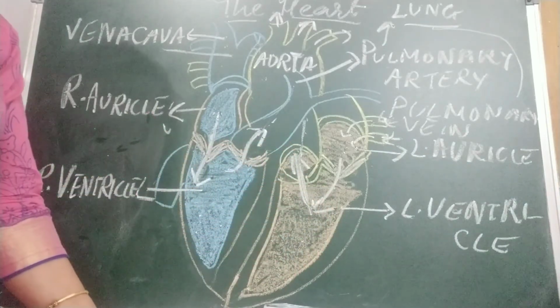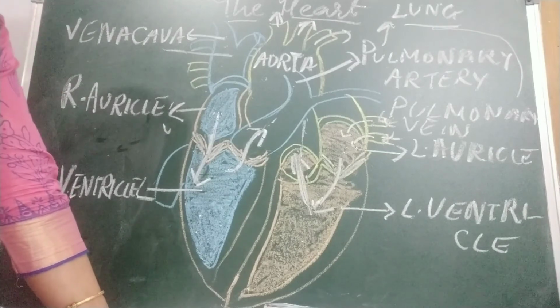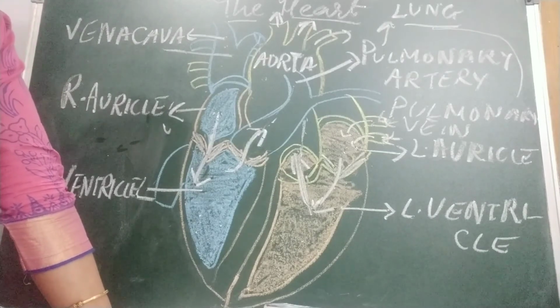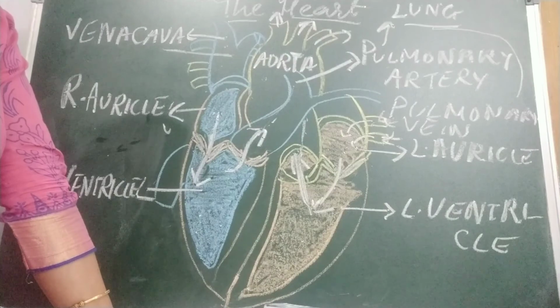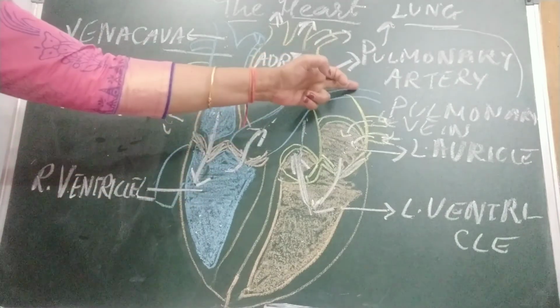Okay, children, this is it. And I told you an artery carries pure blood, and a vein carries impure blood. Impure means deoxygenated blood. The exceptions are what? The pulmonary artery and the pulmonary vein.